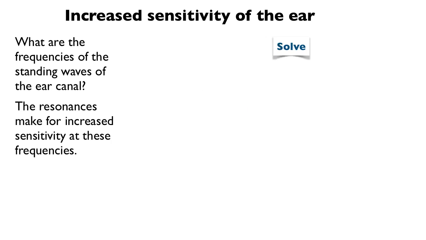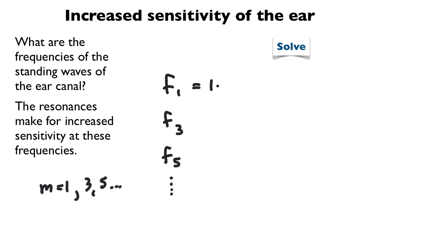And for a solution, we get this. We're going to look for f1, f3, and f5, et cetera, because we only get the odd modes. We only get m equal to 1, m equal to 3, m equal to 5, and so on. Well, f1 is just equal to 1 times v over 4L. And we said what those numbers were in the previous slide. If we do that, we get 3,400 hertz.